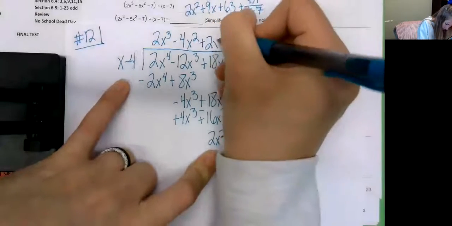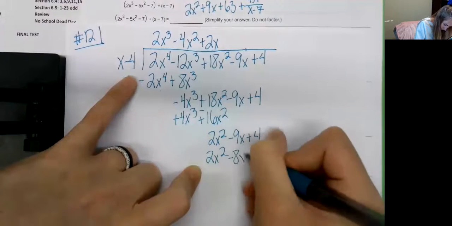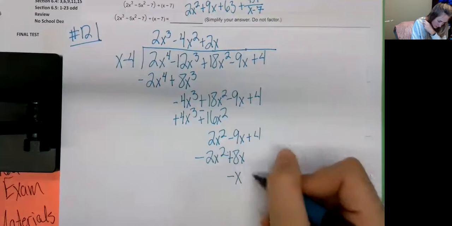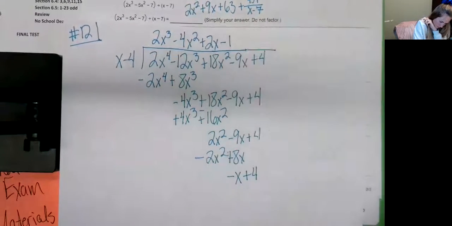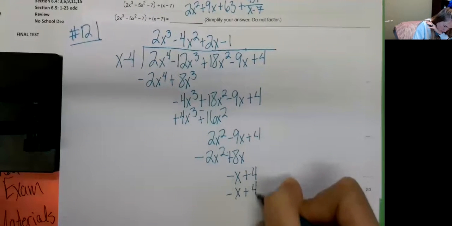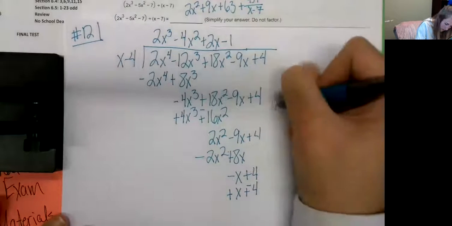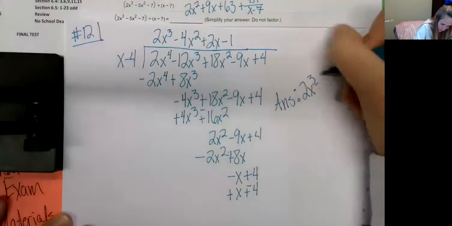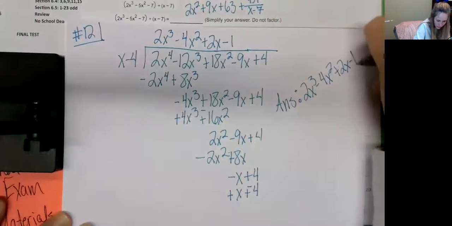Add 2x. So we have 2x squared. 2x times negative 4 would be subtract 8x. Change our signs. Negative 9 plus 8 would be negative x plus 4. Negative 1. Negative 1 times x subtract 4 would be negative x plus 4. When we change our signs, that will both be 0. So our answer is 2x cubed subtract 4x squared plus 2x subtract 1.